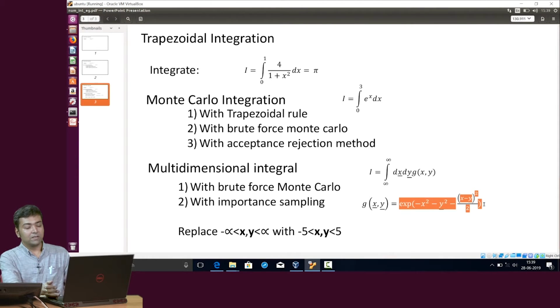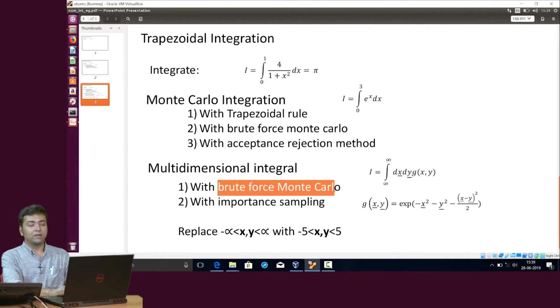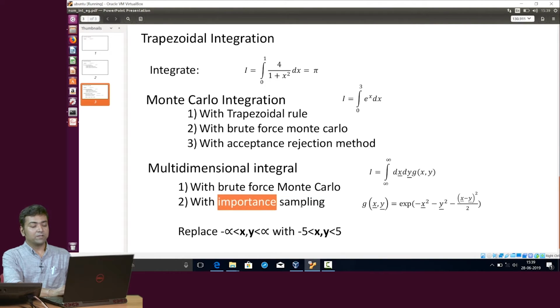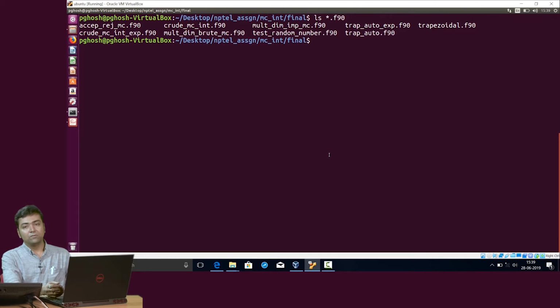We will use two Monte Carlo methods. One is the brute force one, which is the simple Monte Carlo technique, and then we will use what is called importance sampling, which is an improved and more efficient way of evaluating these integrals using the Monte Carlo method. So, let us first look into the brute force way.